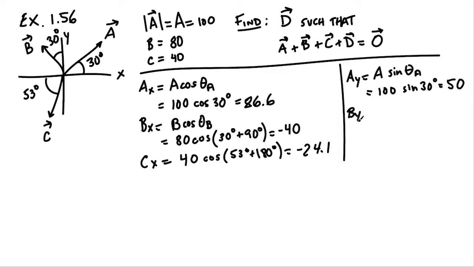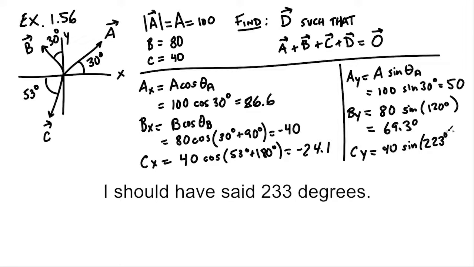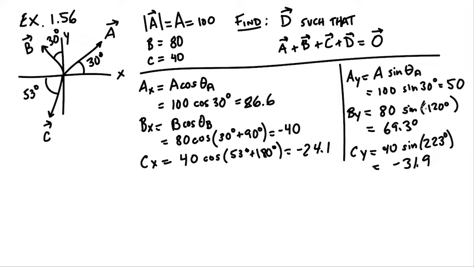B sub y is going to be 80 times the sine of 120 degrees. That's going to end up being 69.3. And C sub y is 40 times the sine of 223 degrees, which is minus 31.9. Actually, I just noticed 69.3 is not a degree, it's just a value.